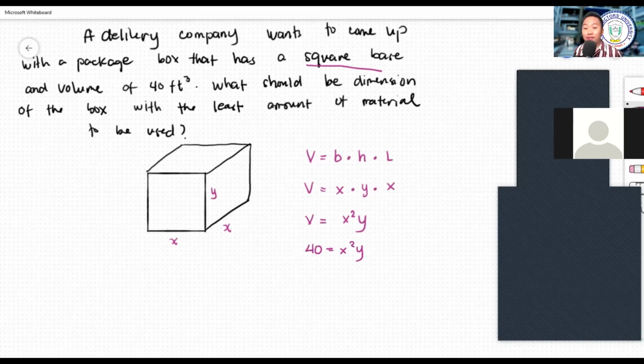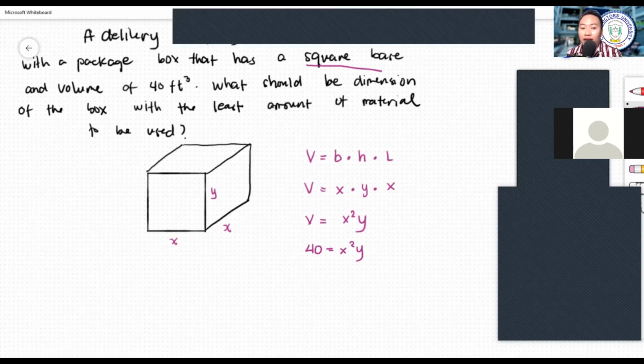Think of the wall of your room. Most of your walls are square. The dimension is the length of the side. Now, the model that we are going to be using, since we are asked for the dimension, is how to solve for the length of this y here and the length of the x here. What do you think?